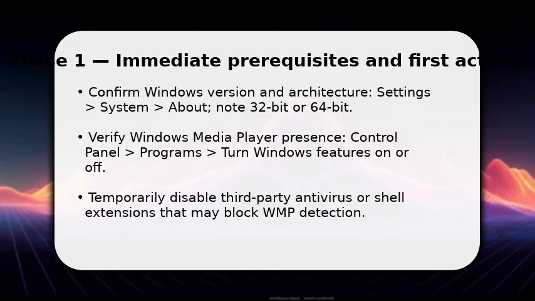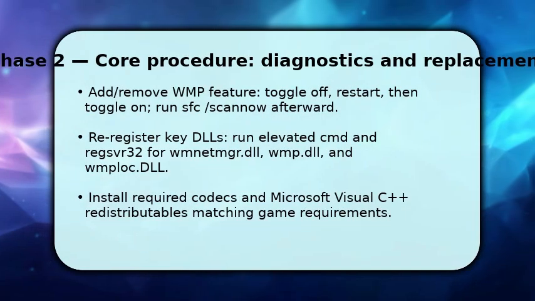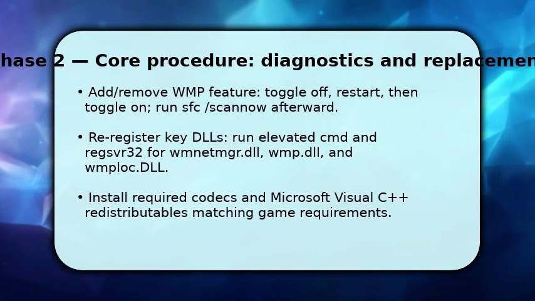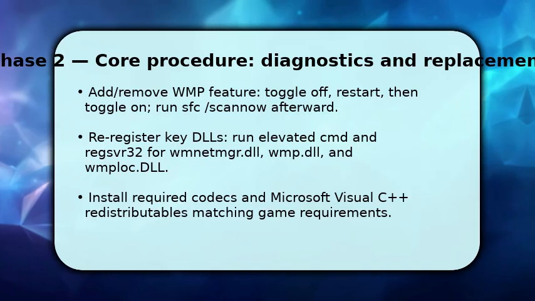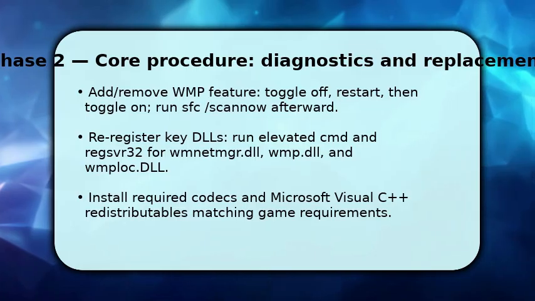Now move on to the detector files. Next, repair the media components. Toggle Windows Media Player off, restart, then enable it again. Doing so rebuilds feature registrations. After reboot, run an elevated sfc /scannow to fix corrupted system files that break detection.